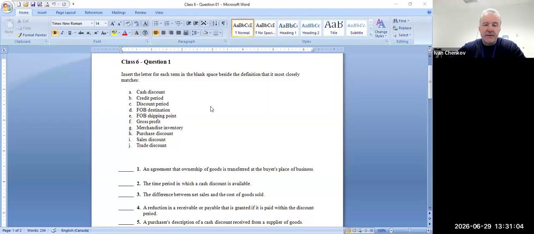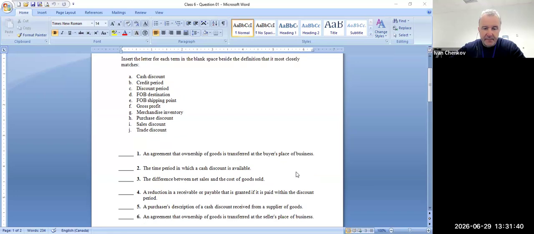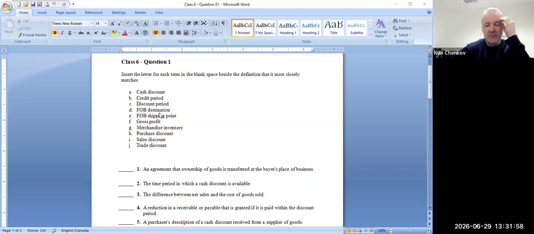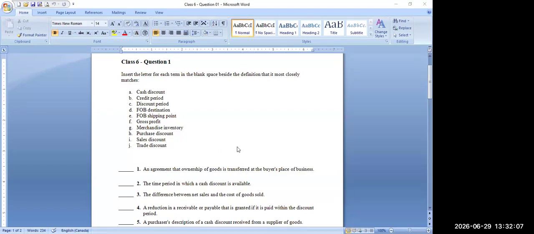We have to insert the letter of each term in the blank space beside the definition it most closely matches. So what will be the agreement that the ownership of the goods is transferred at the buyer's place of business? That's something with free on board, but is it destination or shipping point? That will be destination, yes.